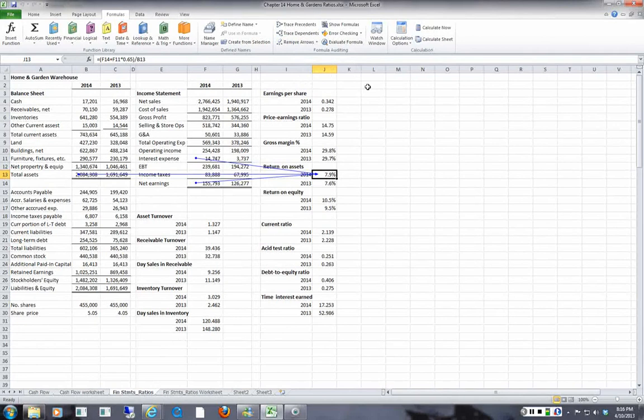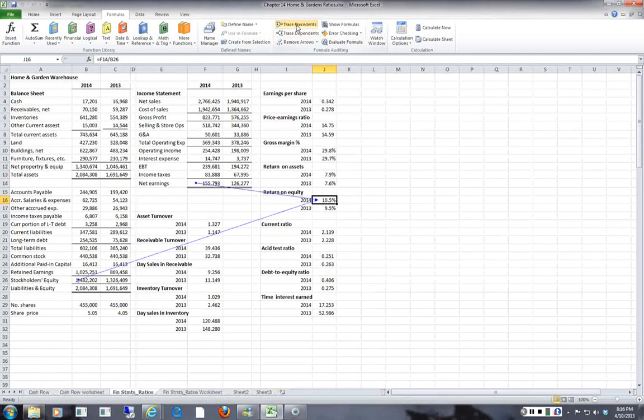I hope I haven't butchered that too much, but you take the net income of $155,793, and you got to add that interest expense back in there, but it's got to be on an after-tax basis, and then that gets divided by the total assets to come up with the return on the assets.